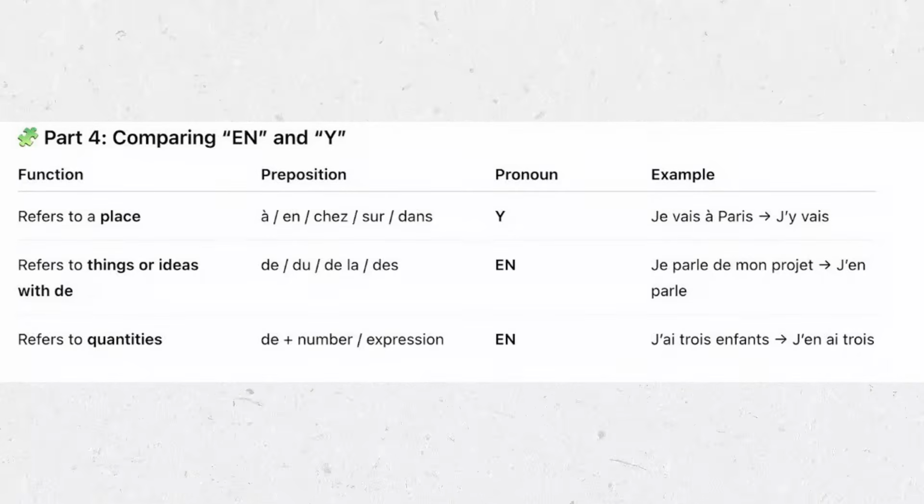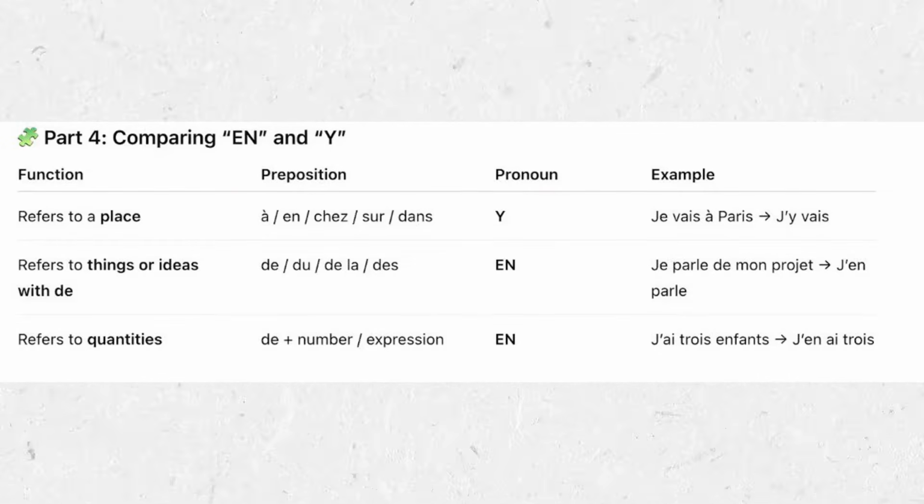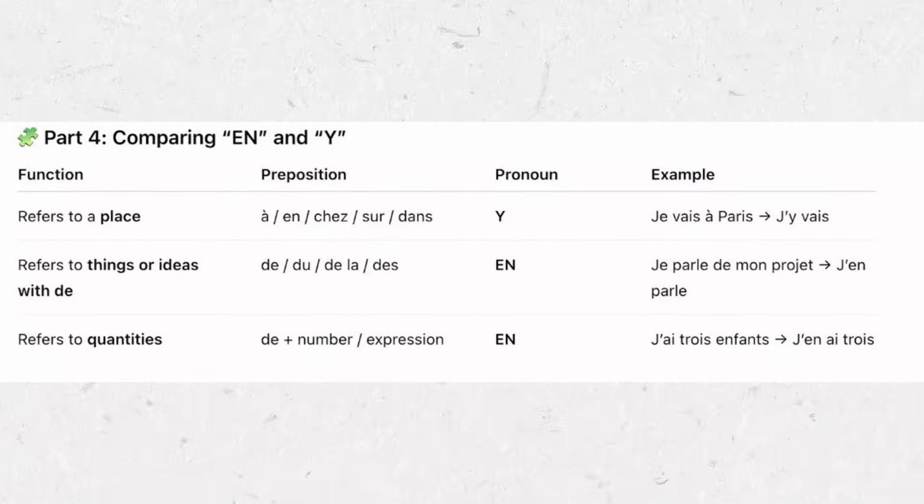Now, let's quickly compare "en" and "y" so you never mix them up. Now, you can see here, it refers to a place. The preposition is à, en, chez, sur, dans. What do you use? The pronoun "y." So, "je vais à Paris, j'y vais." You can't say "j'en vais," all right?